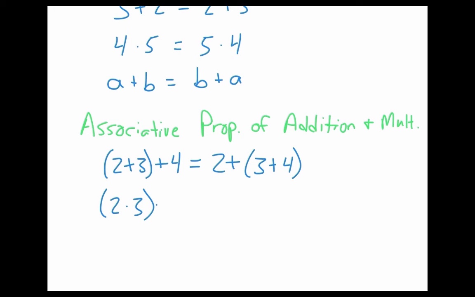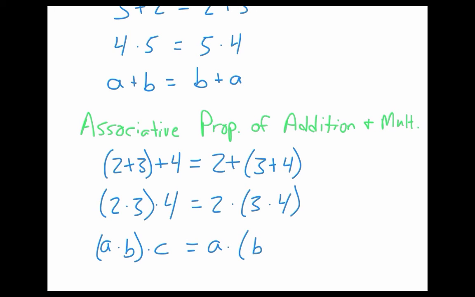And you could pick different numbers if you wanted to. But 2 times 3 times 4. So it works for multiplication and addition. It's not going to work for other operations. It won't work for subtraction. You have to subtract from left to right. It won't work for division. But it'll work for both of those. If you want to do the A's and B's and C's, you could say in parentheses A times B, and then times C equals A times B times C.